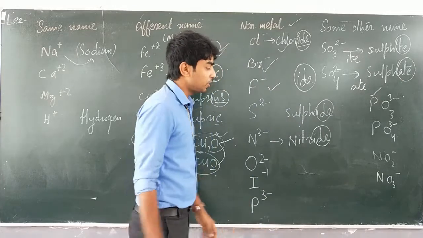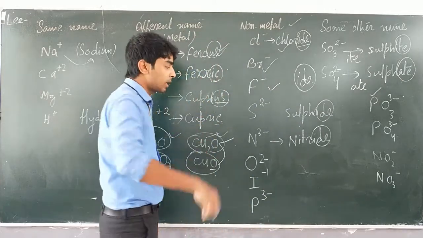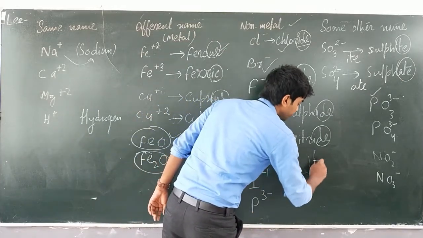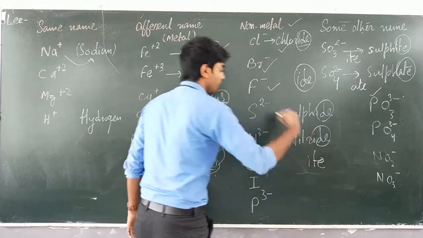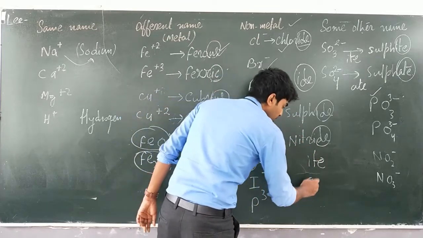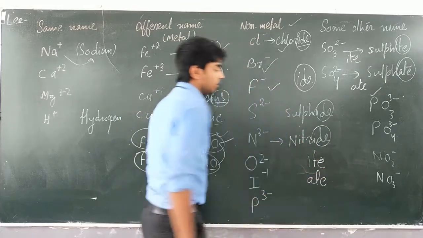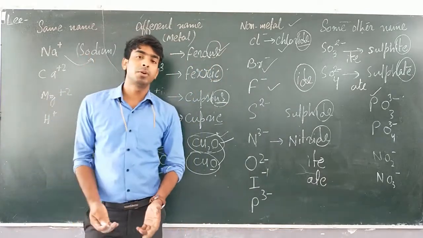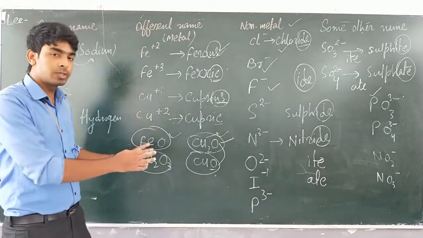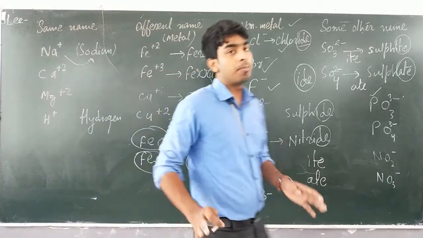So always remember, when the oxygen is the least amount, it is ITE, and when it is the maximum amount, we will say ATE. So that's a very simple way to remember, and all the elements you are seeing over here are very important.